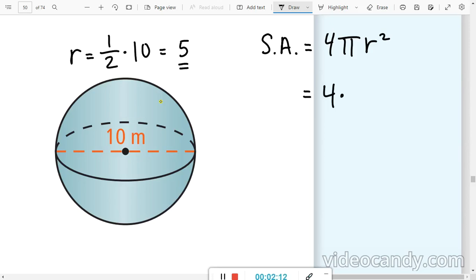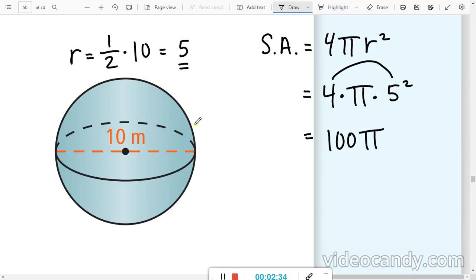So we're going to use r equals 5 in the formula. We have 4 times pi, and in place of r, I'm plugging in 5, so that's 5 squared. Now they want the answer in terms of pi, so I'm going to leave pi alone and just do 4 times 5 squared. 4 times 5 squared is 100, and we still have pi. The units were in meters, but when we did r squared, the meters got squared. So just like all areas, the units are squared. So that's 100 pi meters squared.